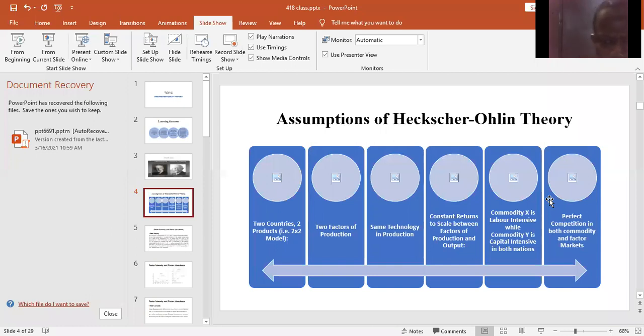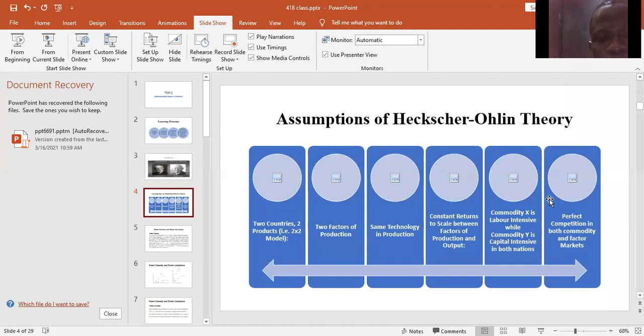We believe in the assumption of perfect competition that we are already used to in our basic micro, that no producer can actually influence the price. It cannot raise its price above the market price, or is not strong enough to influence the general price level of the market, both in the commodity market and the factor market. These are key assumptions that will be very important to explaining Heckscher-Ohlin theory.